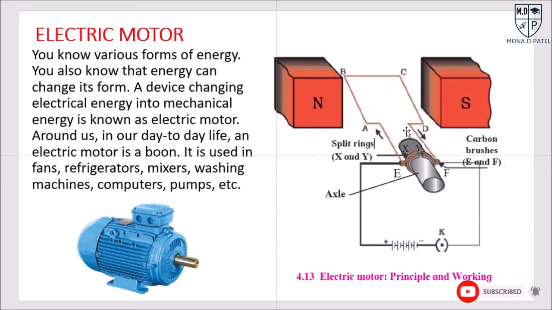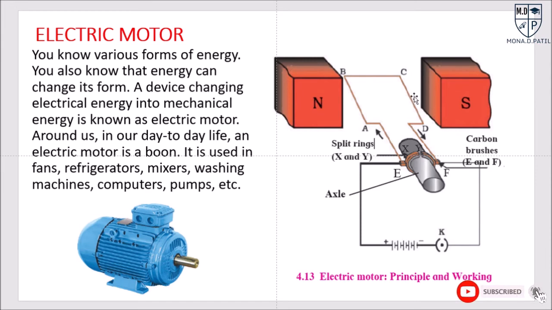This is the conductor in loop form, A, B, C, D. This is the loop of conductor. This is a metal conductor, and it is placed between the north and south poles of a horseshoe magnet. This conductor is adjusted to the axle with the help of a split ring and carbon brushes. Here AB is one branch and CD is the other branch of this loop.